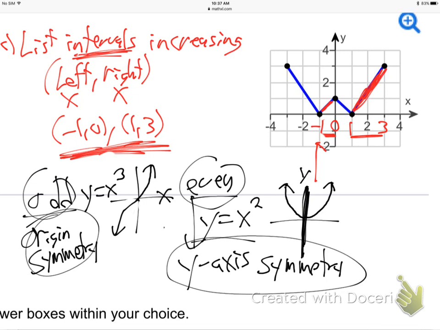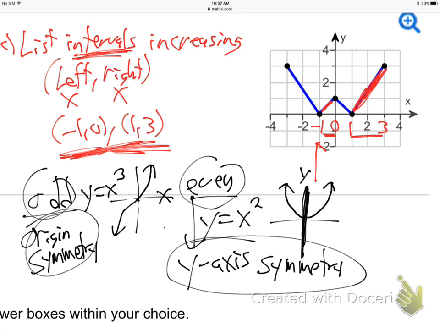So they're just making up new names for the same old things. There's y-axis symmetry, and they're going to call it an even function. It's the same thing. If you say a function is even or a function has y-axis symmetry, you're saying the same thing. A function is odd or a function has origin symmetry, you're saying the same thing. So if you had a function that had x-axis symmetry, would it be neither?